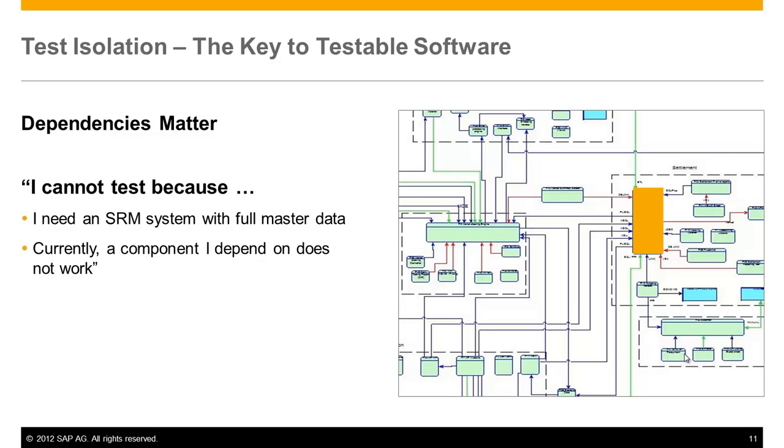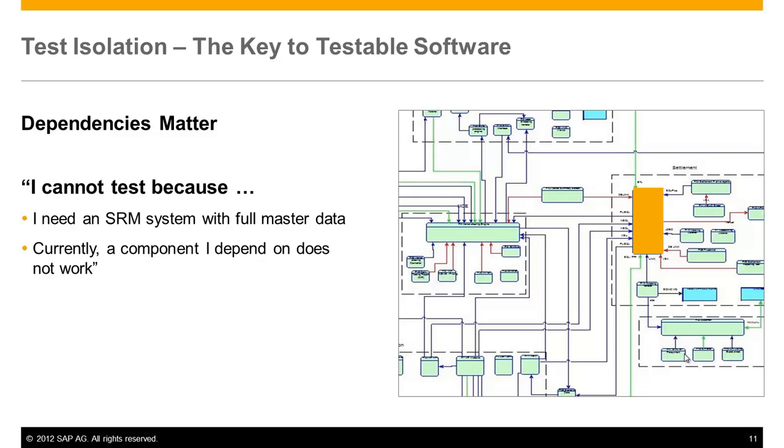Now another key topic is really test isolation, which is the key to testable software. Just imagine you're responsible for that orange box on the right hand side, and you're supposed to test this, but you're depending on all these other components that have to behave a certain way or need certain master data or need this and that setup so that you can test your component. Now you can imagine that your tests become very expensive if you, for instance, have to set up an SRM system with master data or another system that does workflow and have huge system setups, so that you can really run through all your cases, so to speak, and these become very expensive.